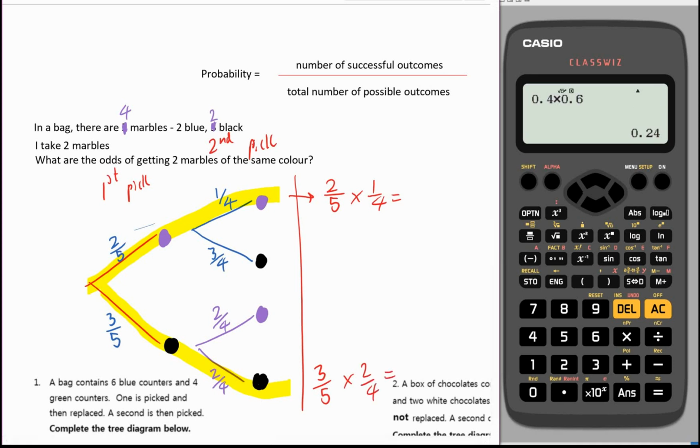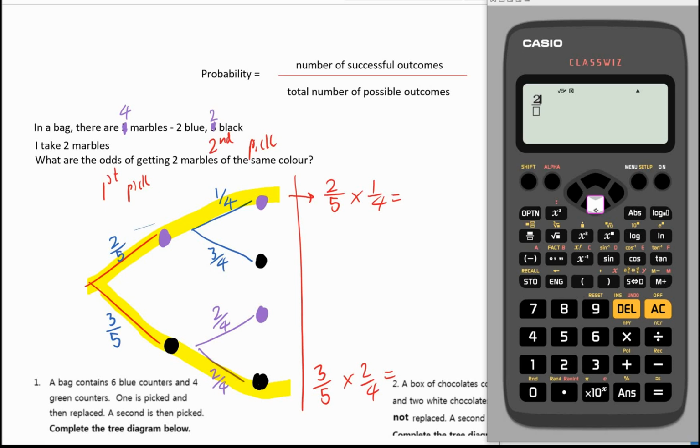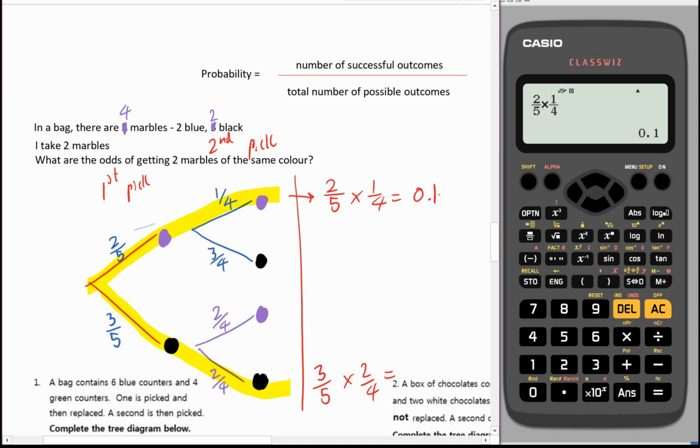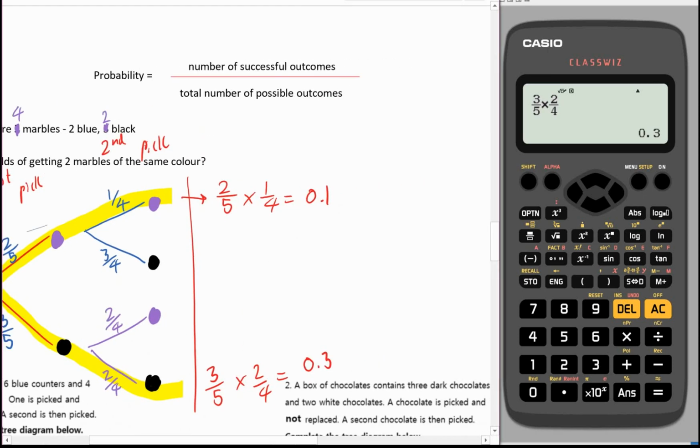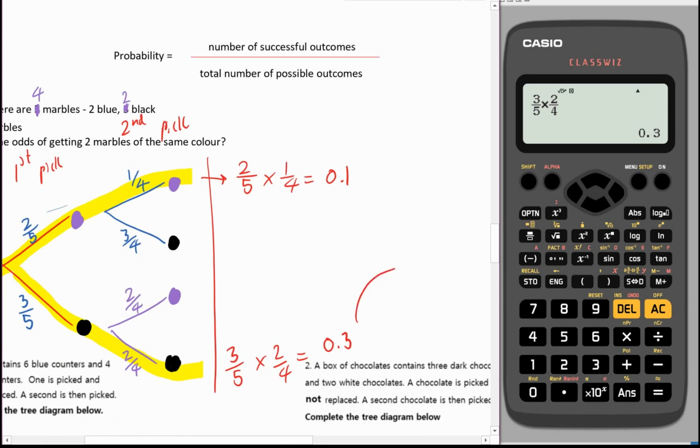And again, you have a calculator to work this out, and it's absolutely fine here if you want to work in decimals. You basically have a choice whether to work in decimals or fractions. Of course, it's different if it's non-calculator. So 2/5 times a quarter, that was up here. That's probability of 0.1. I do the same thing here. I want 3/5 times 2/4. That gives me 0.3. So again, these are my 2 options. So we always times along the branches, and then we get more than one number or more than one way to satisfy the question. We then add these numbers together. So the odds of getting 2 marbles of the same colour is going to be 0.4.